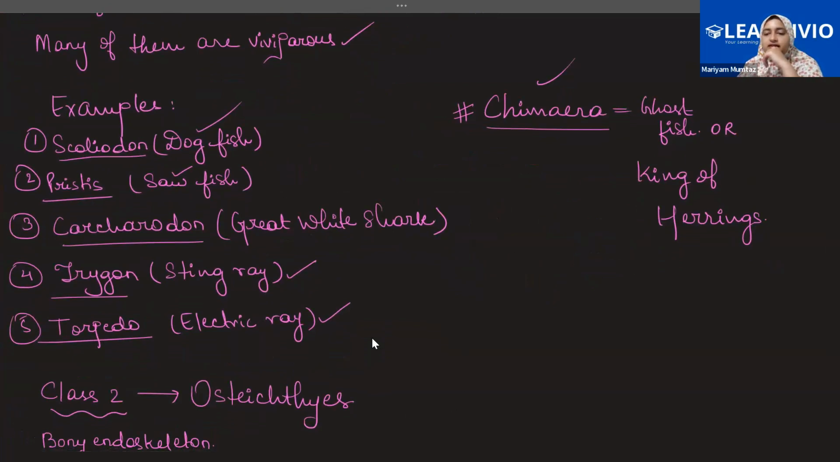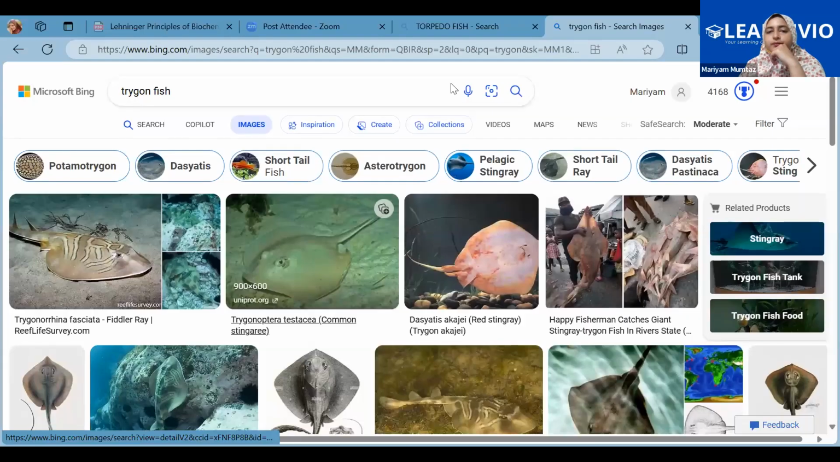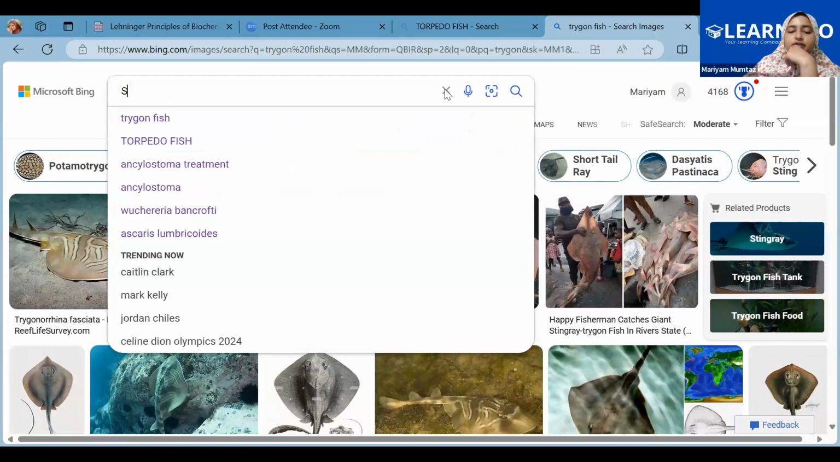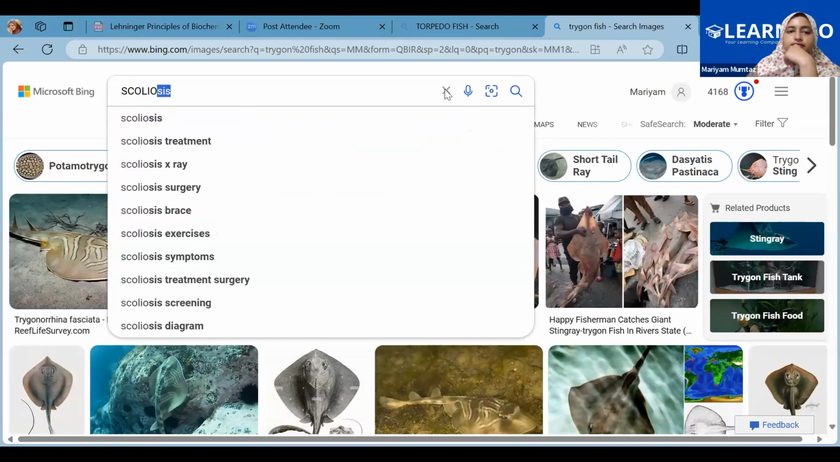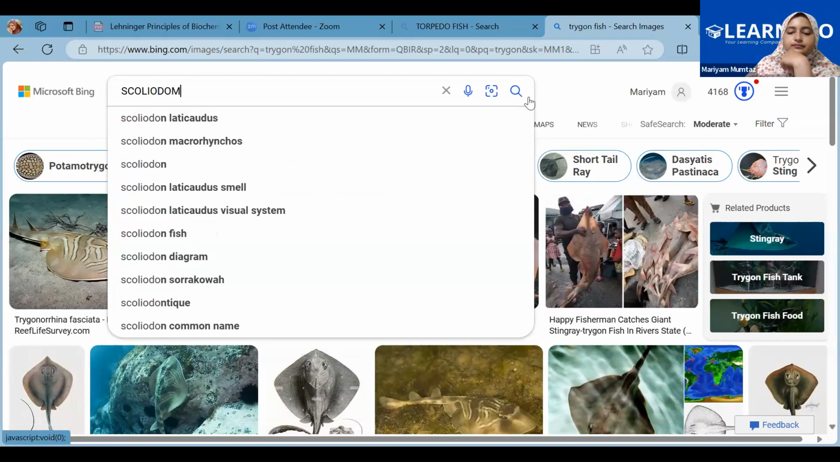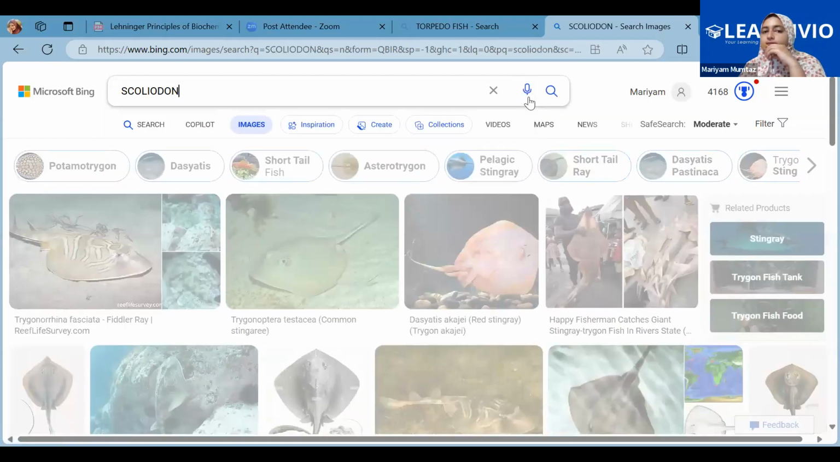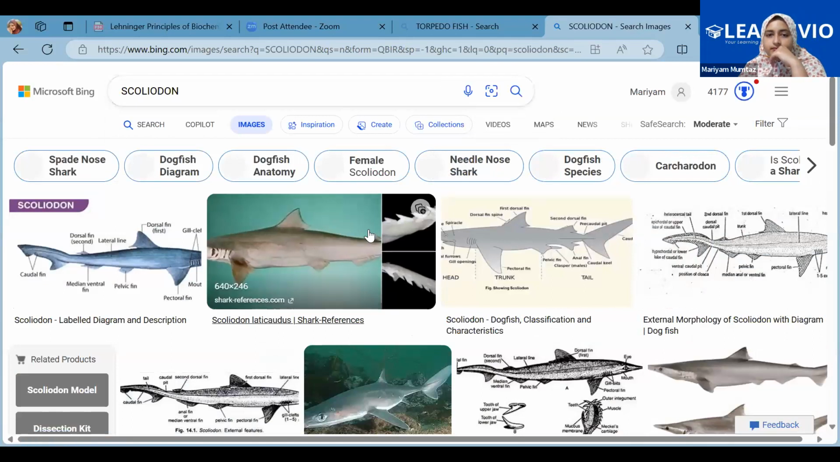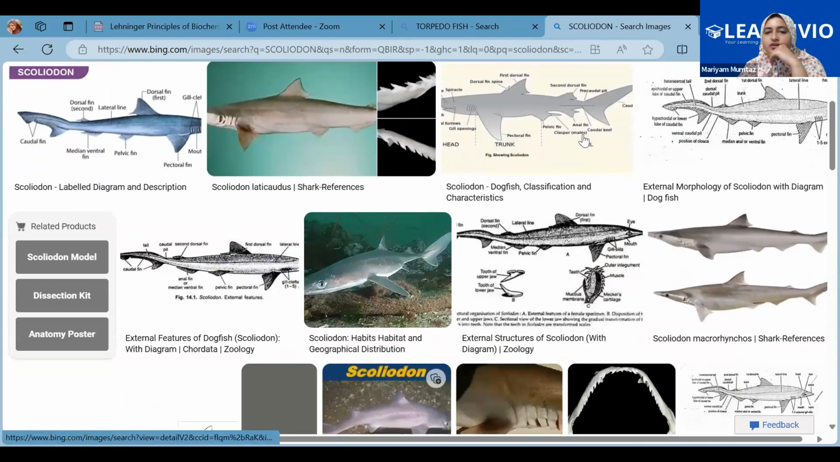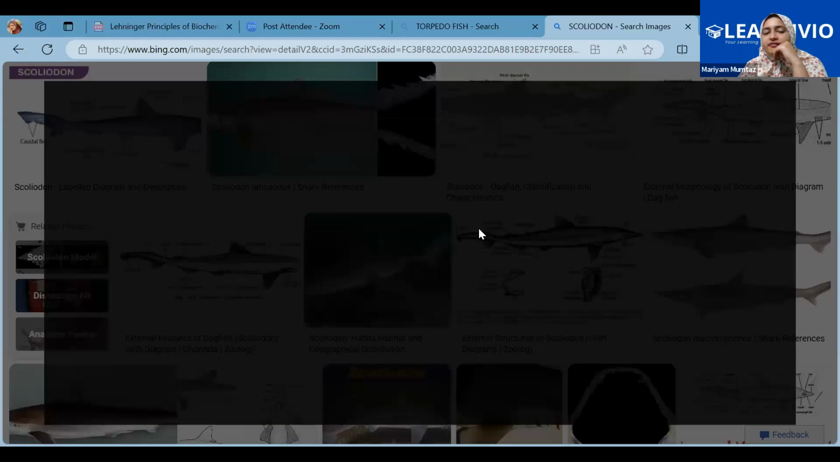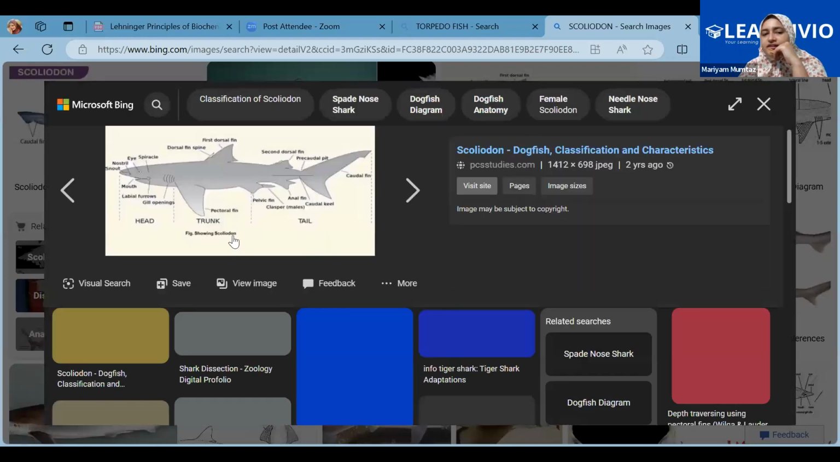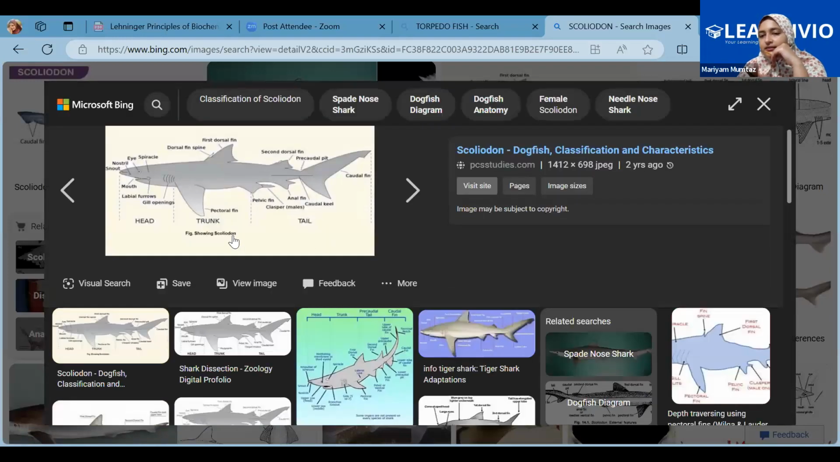Okay, now let us see some of the members. So we saw Trygon and we saw Torpedo. Now let us look at Scoliodon. See, this is Scoliodon. You couldn't tell a difference. This is almost like a shark, isn't it? This is how a shark looks like. So this is Scoliodon for you.